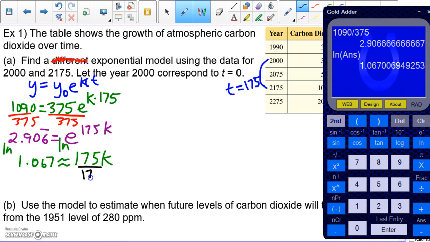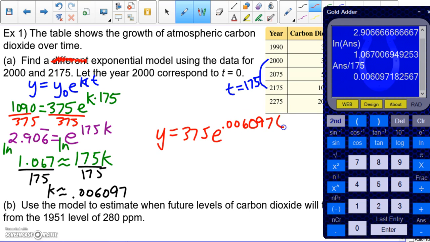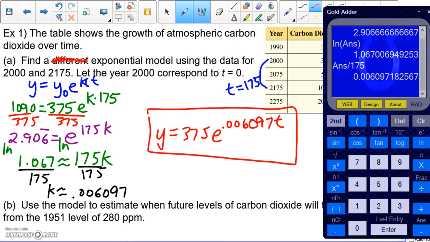Divide by 175. And k is about 0.006097. Let's plug that back into our model. y equals, and the starting amount for us was 375, so we're going to use that. And e to the k was 0.006097t. That would be our new exponential model.